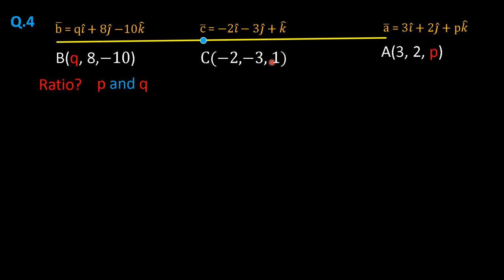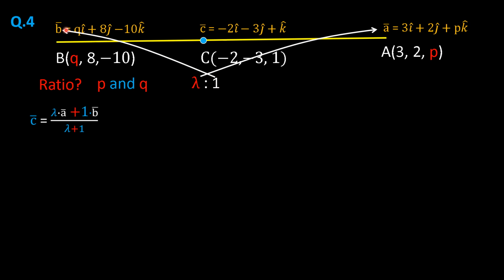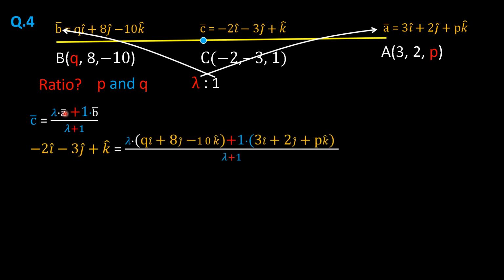Now let point C divide segment BA in the ratio lambda to 1. So we will use section formula for internal division and write C bar equals lambda A bar plus 1 B bar upon lambda plus 1. We will write C bar, A bar here and B bar here. After that we will cross multiply these two.